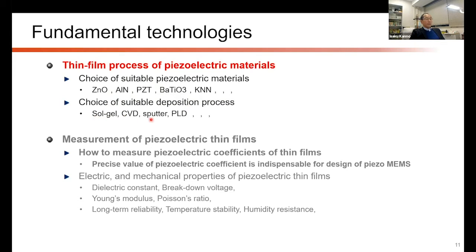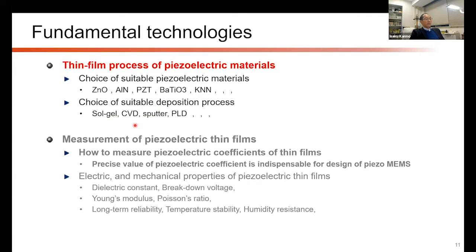So after determining the material, we have to choose a suitable deposition process. Sol-gel, CVD, sputtering, and PLD are the candidates for the thin film process from research to mass production. But among them, Sol-gel and sputtering are very popular, even for mass production.